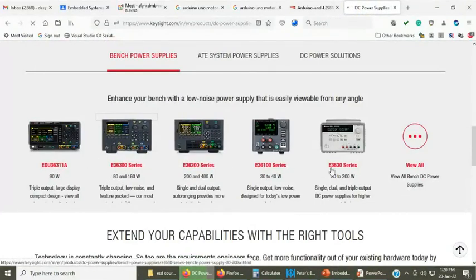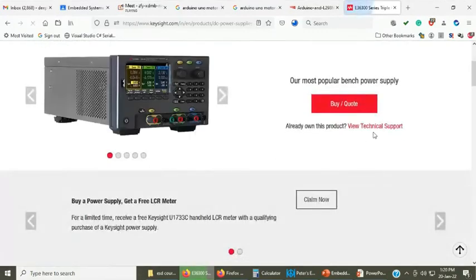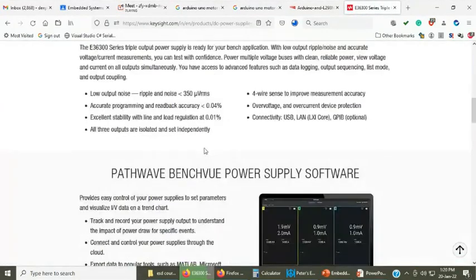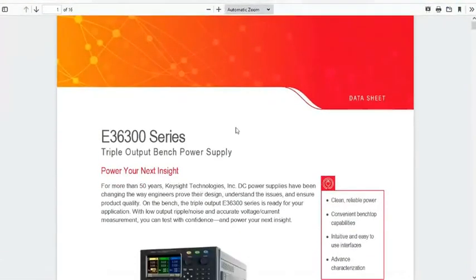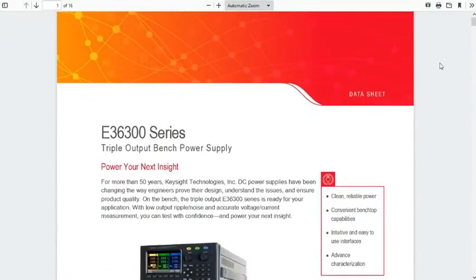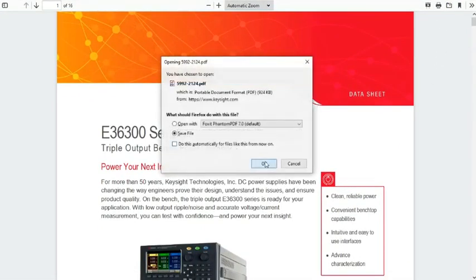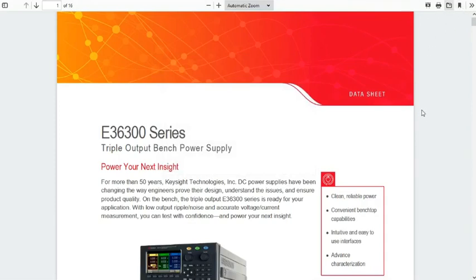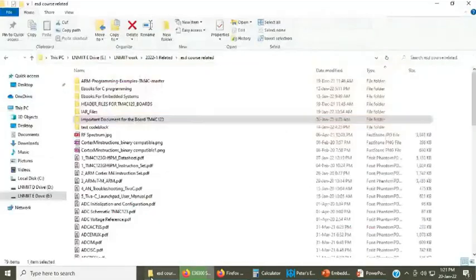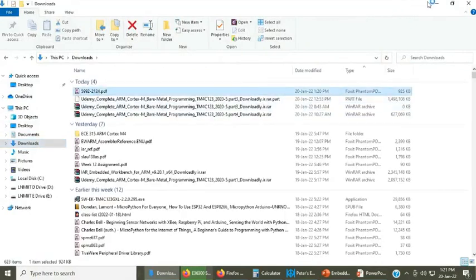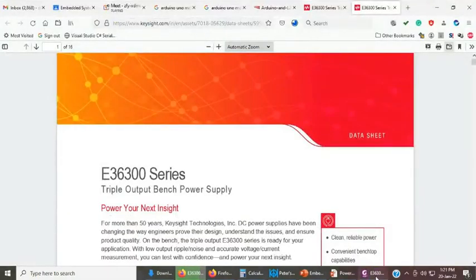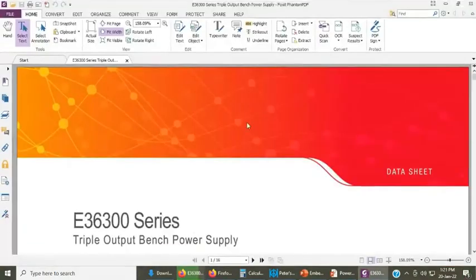How can I know? There are so many power supplies available. How to compare these two power supplies or different power supplies, because there are so many parameters. So let us go through the data sheet. This is the data sheet provided by the company. Let me just download it and it will be helpful in that case. So this is the power supply.